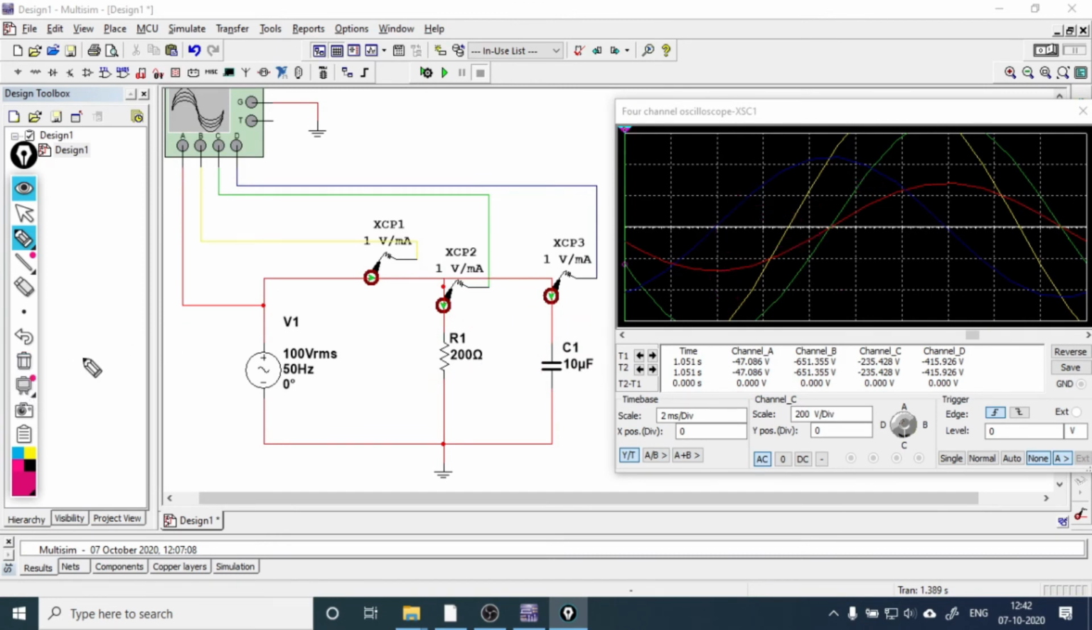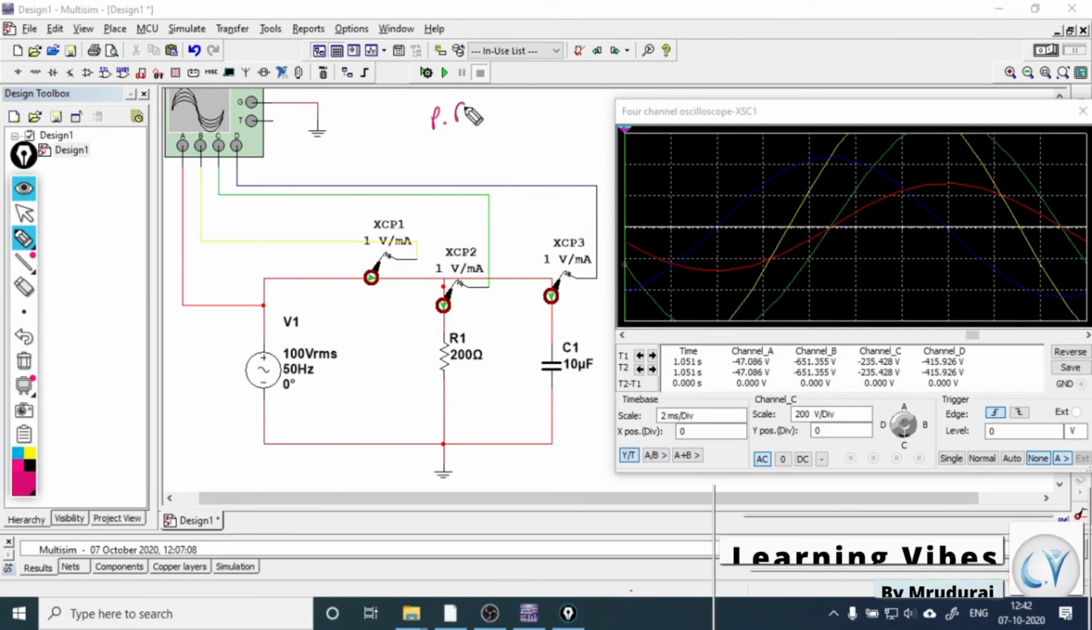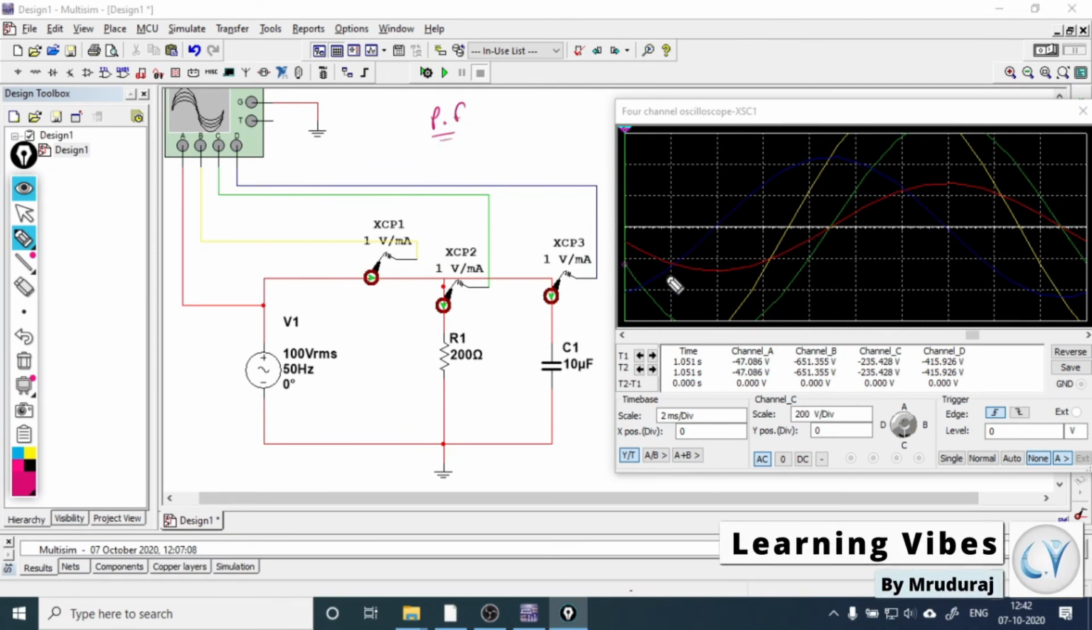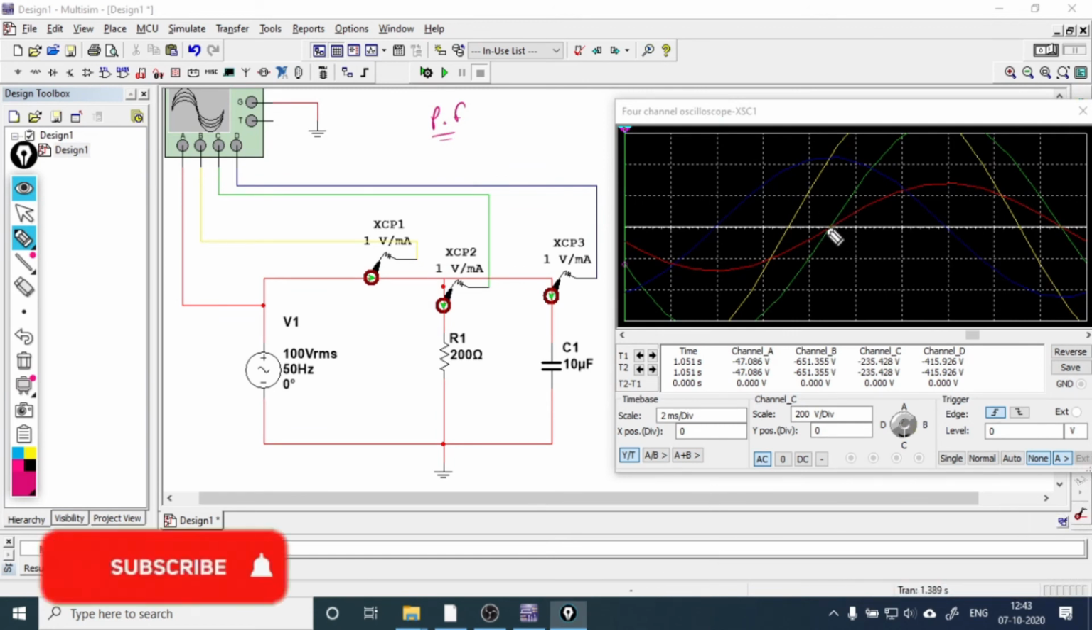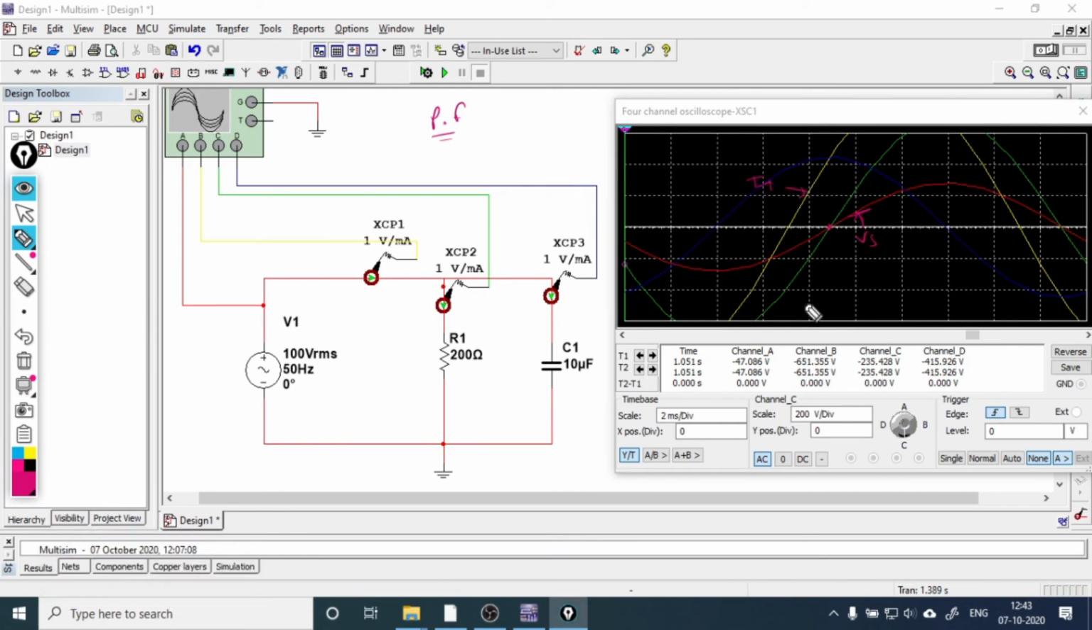If we talk in terms of power factor, so basically what is power factor? Power factor is cosine of the angle between this supply voltage and the total current. So this is the angle between supply voltage and current, and this is known as the power factor.